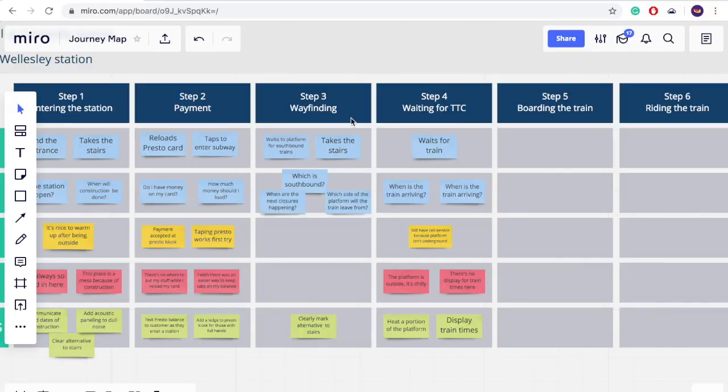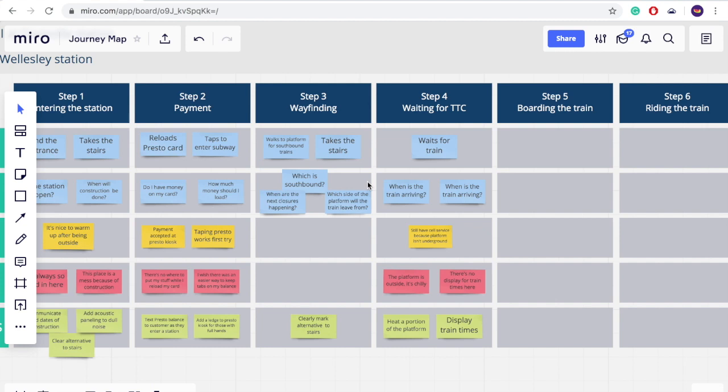Step 3. So here we watched our passenger find their way to their platform, and it's also important to take note anytime a passenger takes the stairs, because that should be a flag to you. If your passenger can't take the stairs, there might be a pain point there for them in a different user type. So some of the questions here are which way is southbound, what side of the tracks is the train going to come on, that sort of thing.